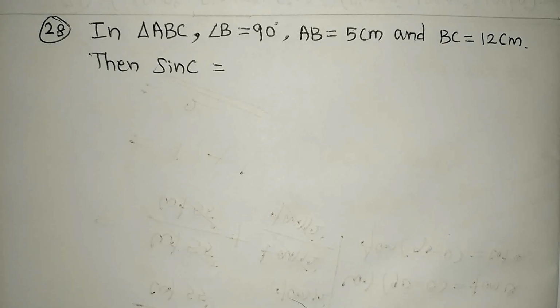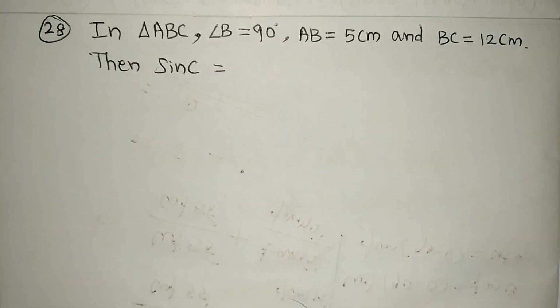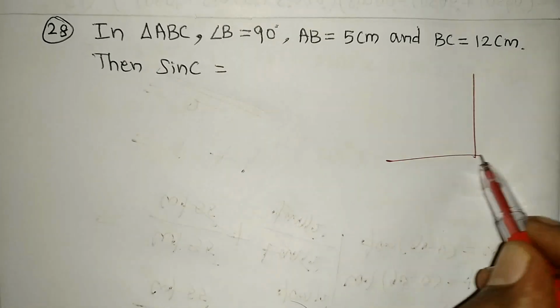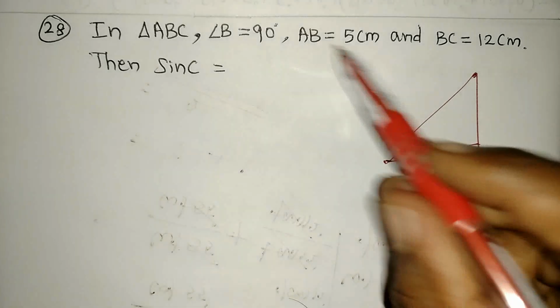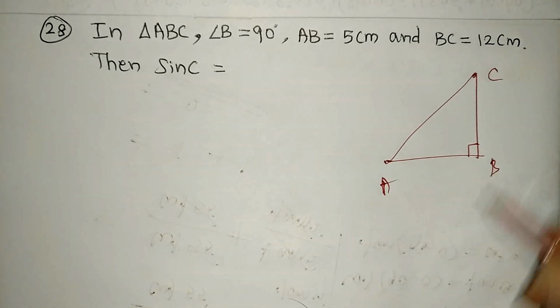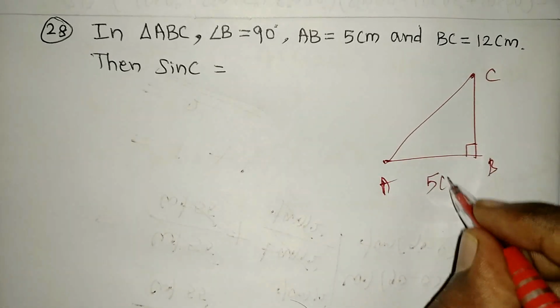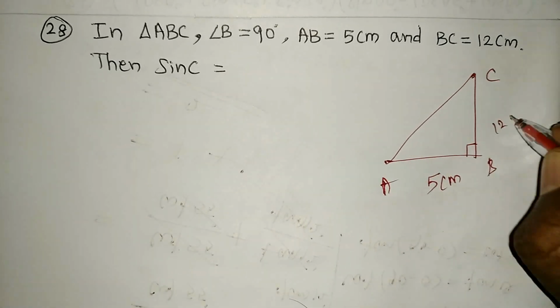In triangle ABC, angle B is equal to 90 degrees. So I'm going to draw one triangle. Angle B, they said 90 degrees. AB they have given as 5 centimeter and BC they have given as 12 centimeter.